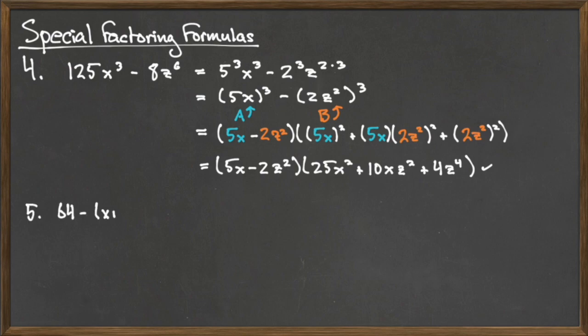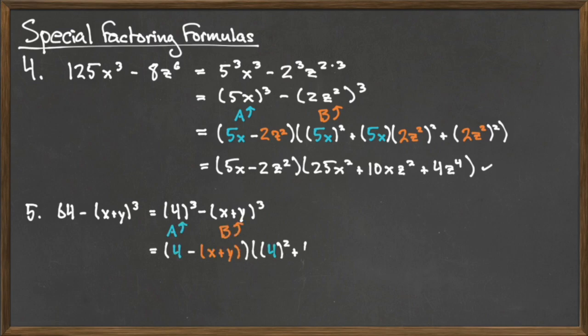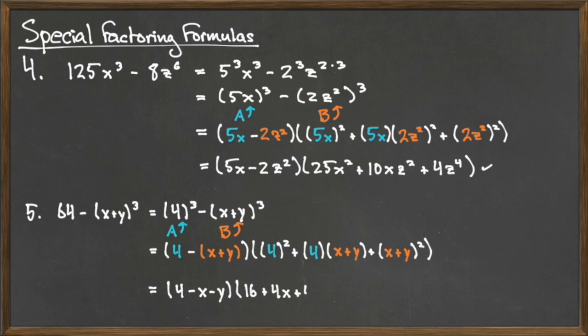And for our last example, look at 64 minus the quantity x plus y to the 3rd power. Just replace 64 with 4 to the 3rd power, and enjoy the fact that the quantity x plus y is already to the power of 3. So I know that my a term is 4, my b term is the quantity x plus y, and then I just plug them into my difference of cubes formula like I did before. With all this laid out, we'll go ahead and try to simplify as much as we can, and we'll end up with the following answer.